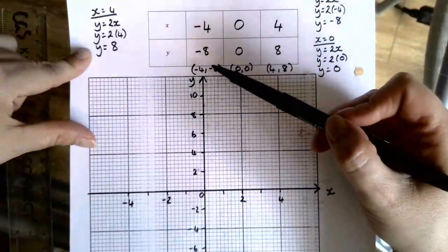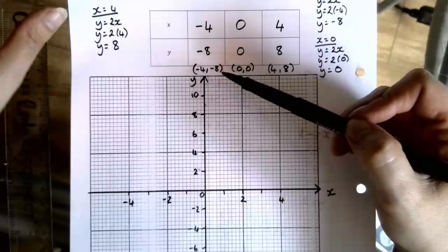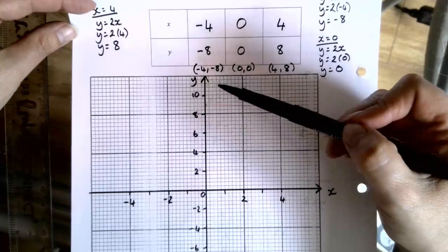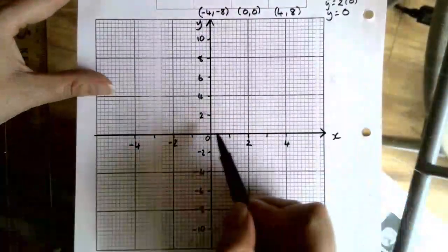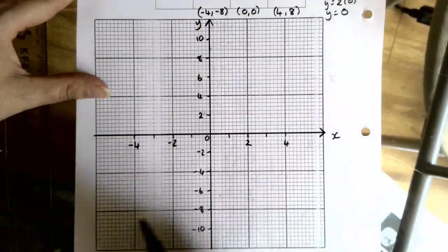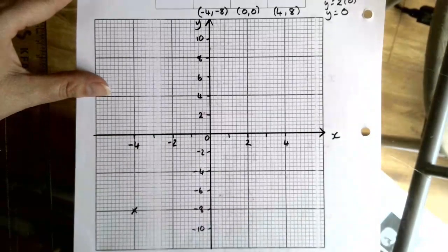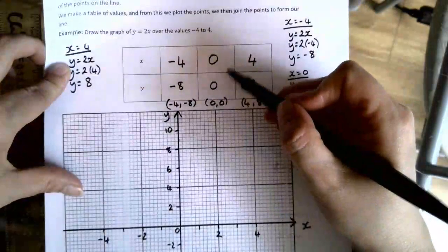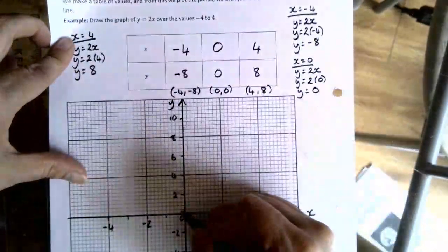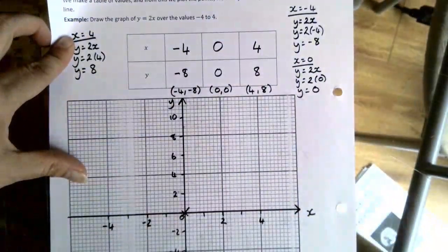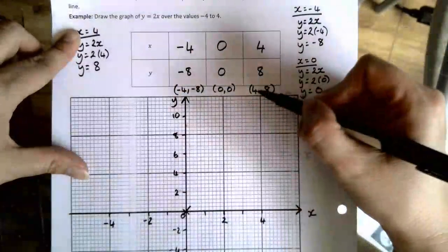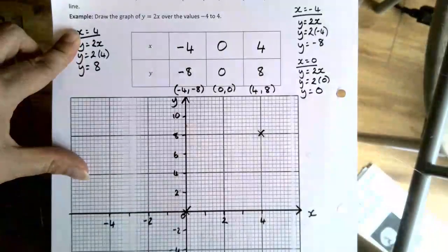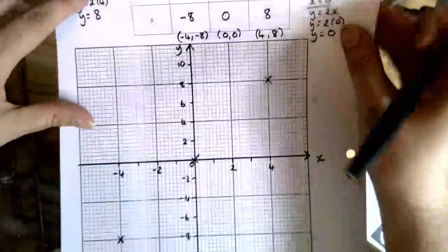So the first point we figured out was -4, -8. Remember, the first number is always the x coordinate and the second number is the y coordinate. So -4 on my x, -8 on my y is going to be there. So I plot that with an x. My next one is 0, 0. So that's going to be right in the middle there. And then my next one is 4, 8. Okay, so there's my 3 points.